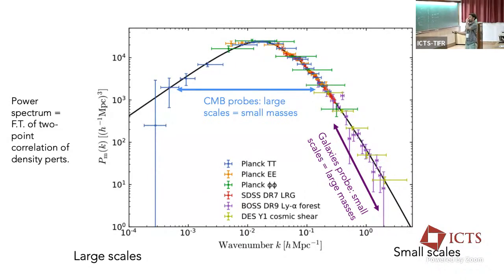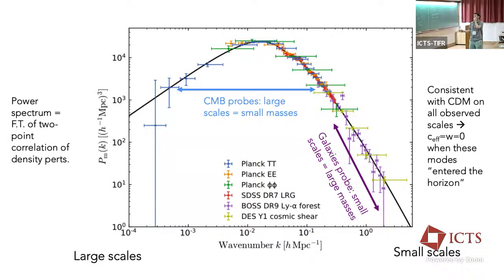I'm not going to have time to go into any detail discussing constraints on the matter power spectrum, but consistency with CDM, the black line here is CDM. So if you want to be consistent with cold dark matter, that means that on all observed scales, the effective sound speed has to be 0. The equation of state has to be 0 on scales when these modes entered the horizon.